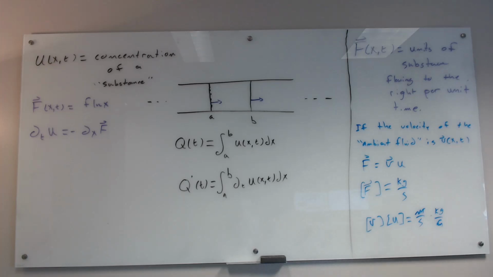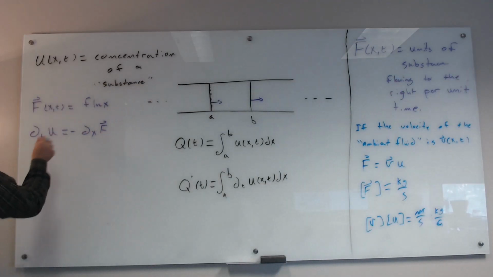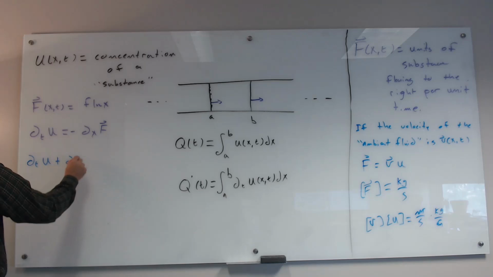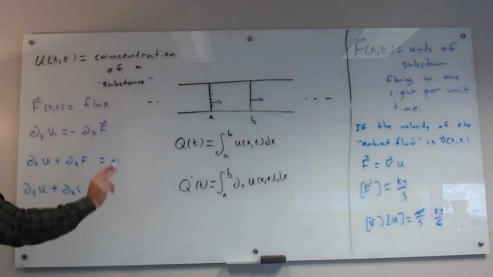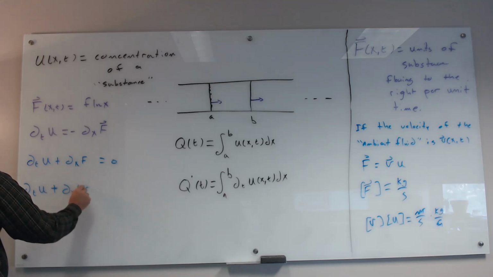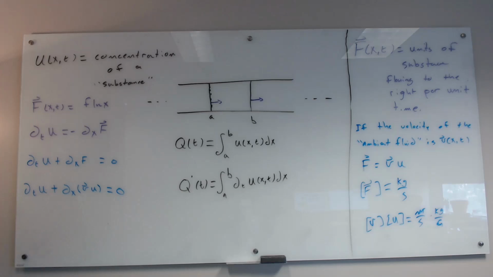Let's assume we know, for example, that f is equal to v times u. So in this case, if we rewrite this a little bit, we're going to have the t derivative of u plus the x derivative of f is equal to 0. And this is now the t derivative of u plus the x derivative of v times u is equal to 0. Okay, so there's a number of things that we can do here. By the way, in higher dimensions, this is going to be not the gradient, but the divergence operator here.